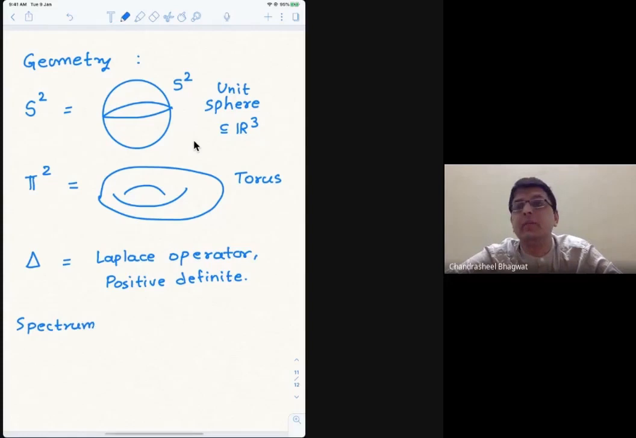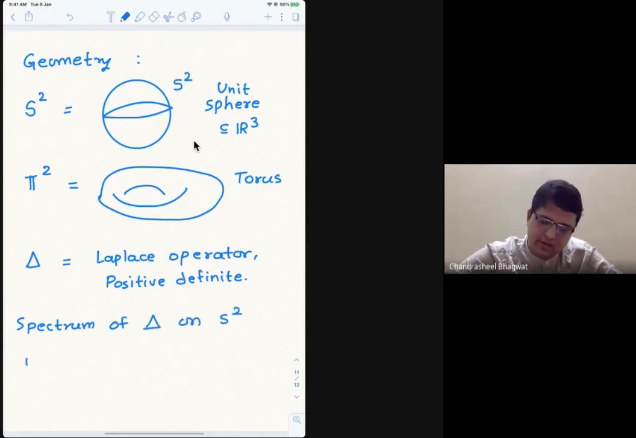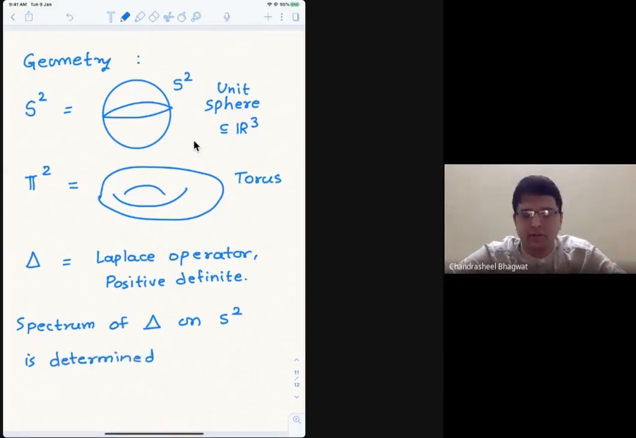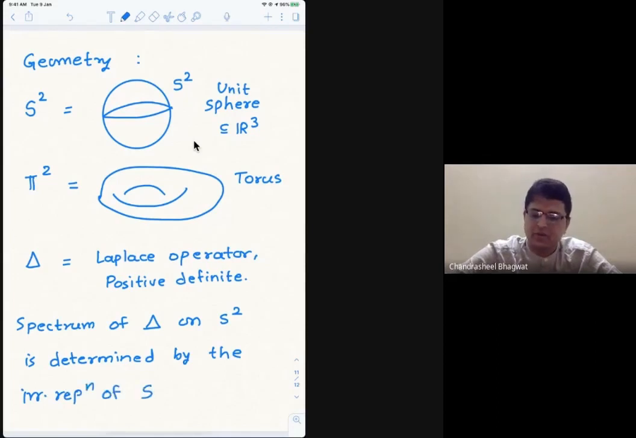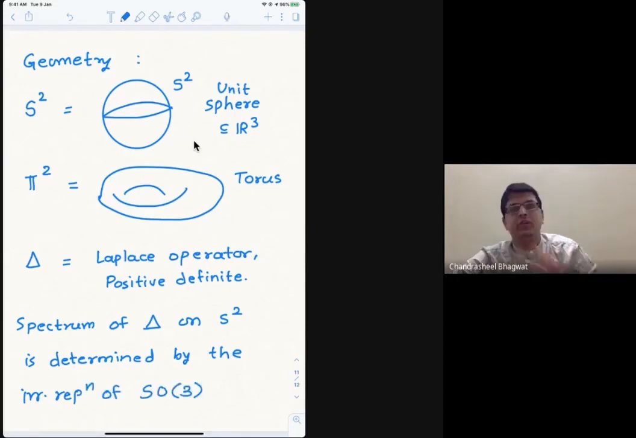Now I'm a little behind time. I have to talk about some other things also. So I'll not right now talk about how the spectrum looks, but I'll just tell you the theme. So the spectrum of, let's say, this Lambda on S2 is determined, I'll just say the punchline and then talk more about this in the question answer session, is determined by the irreducible representations of the group SO3. You don't have to worry about what representation theory is and what irreducible representations are to understand this. I'll just tell you the theme, that's more important.